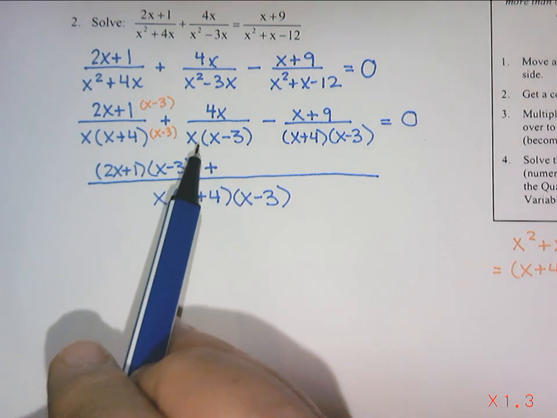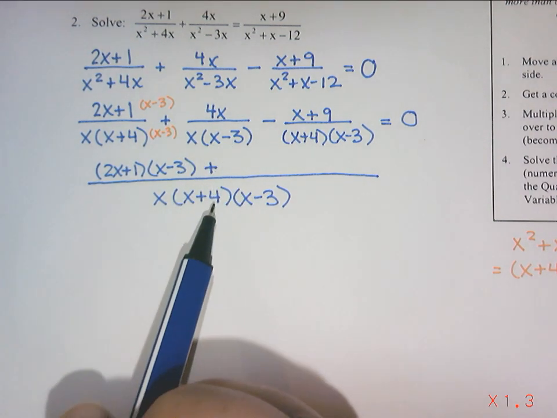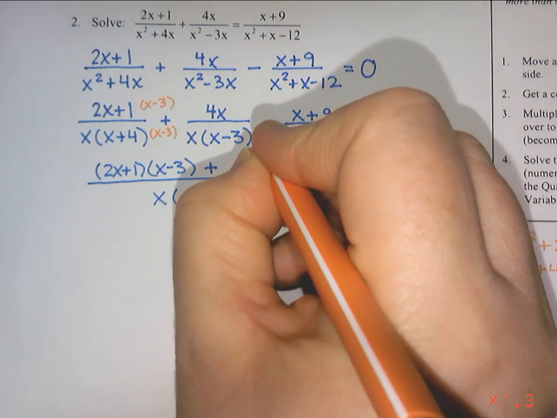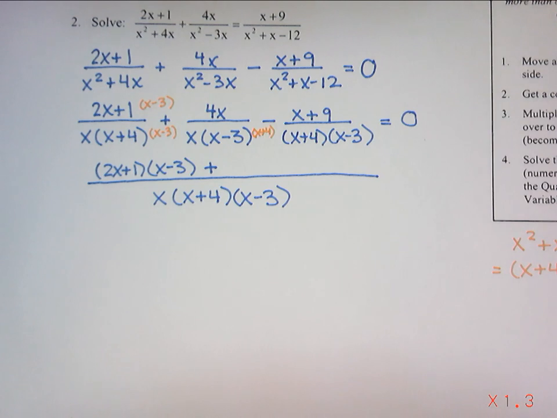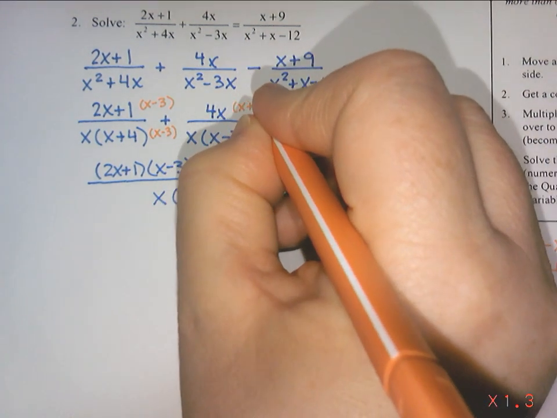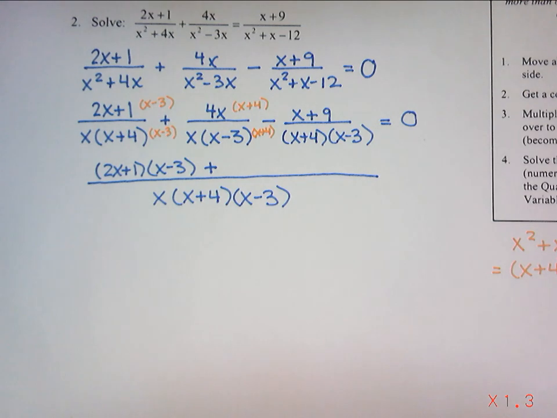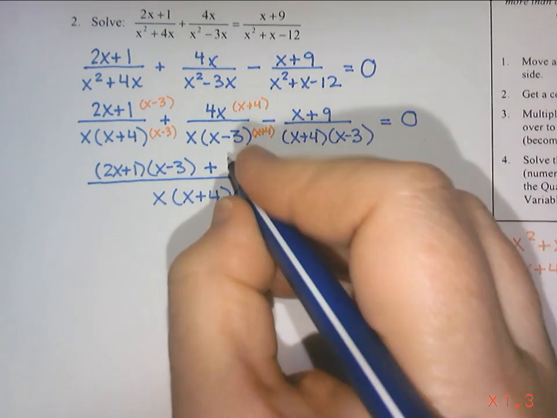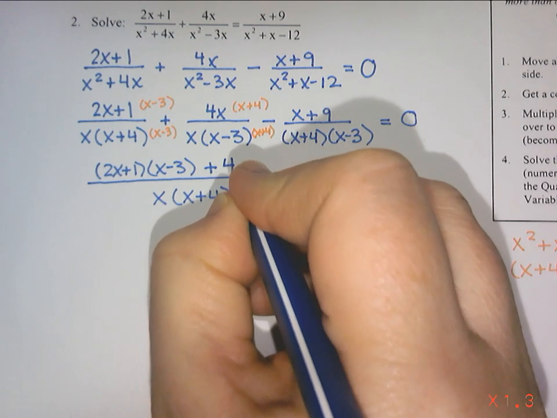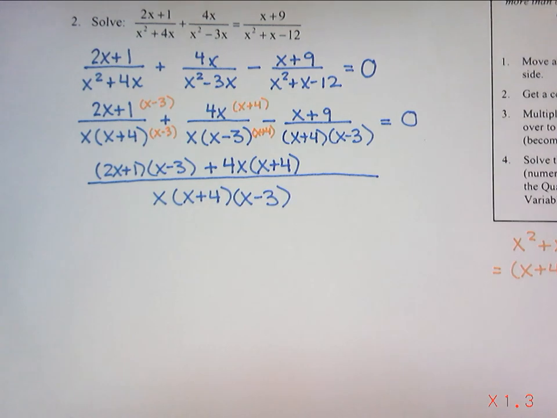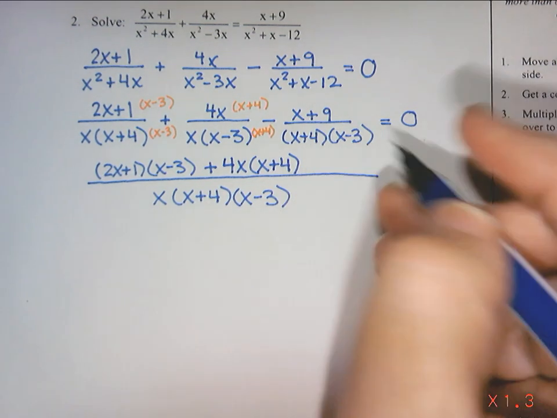Here we have x times x minus 3. The part that we're missing is the x plus 4. So I'm going to multiply by x plus 4 on the bottom and x plus 4 on the top to make that equivalent fraction. Now, I like to put the monomial first if I have one, so we are doing 4x times x plus 4. All right, then we are subtracting.